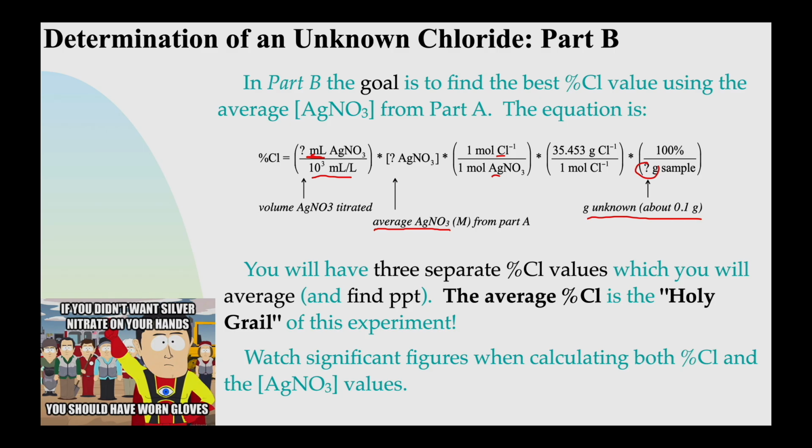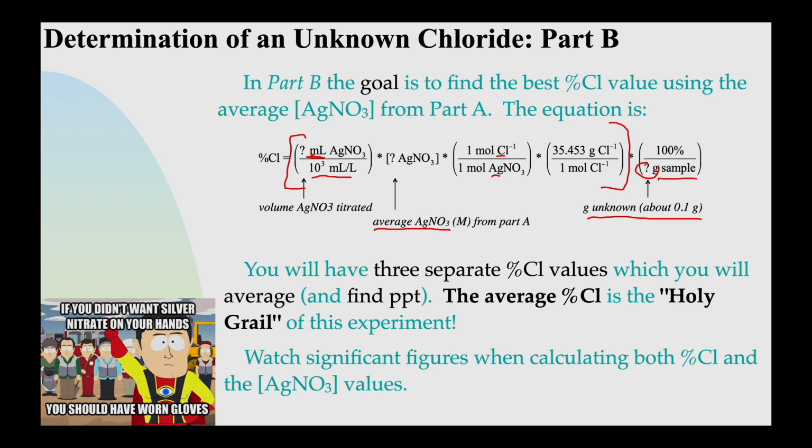But we do know that every mole of chloride is 35.453 grams. That number is not magical. It comes from the periodic table, the number under Cl, number 17. So this whole part right here, starting with the milliliters and getting to this part, that's all the grams of chloride. That's what that whole part is. And if you take that grams of chloride, divide by the grams of sample, and multiply by 100%, that's going to give you the percent chloride value.